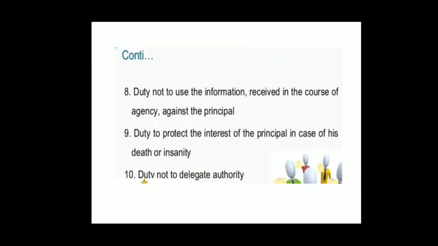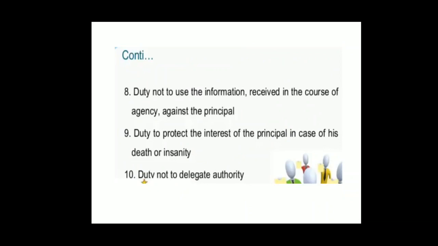Then always protect the interest of the principal. If he is going to die or become insane, or anything happens to him, if he is no longer a proper legal person able to enter into a contract, then please don't use all his money and everything for your own benefit. Still try to protect the interest of the principal.